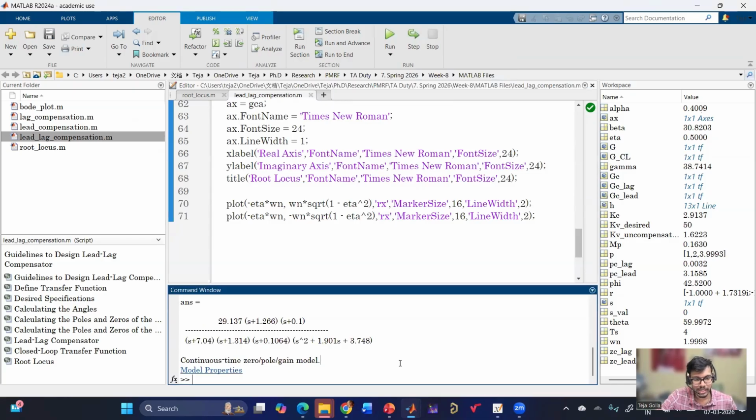Yeah, so this is my compensator. 2.9137 into s plus 1266 by s plus 3.159 is the lead compensator, and s plus 0.1 by s plus 0.00324 is the lag compensator, because ZC of the lag is chosen to be 0.1, and the pole of the lag compensator will be smaller because it will be closer to the imaginary axis. So these two correspond to the lag, and the other ones correspond to the lead. And this is the overall closed loop transfer function.